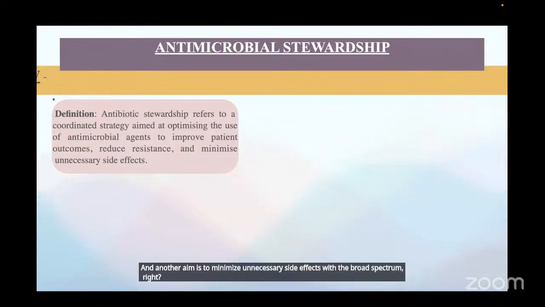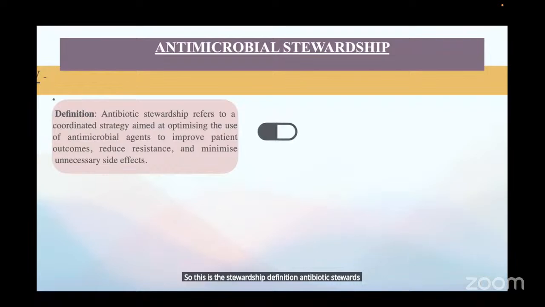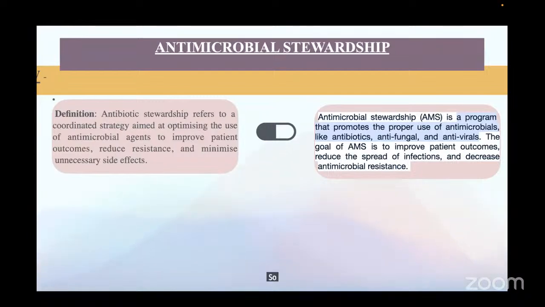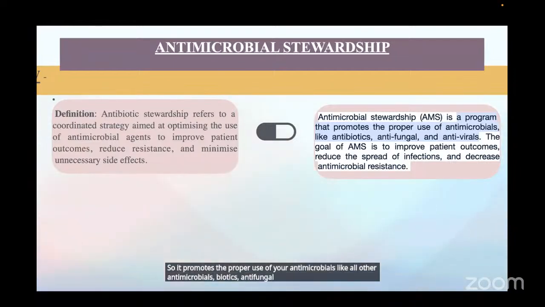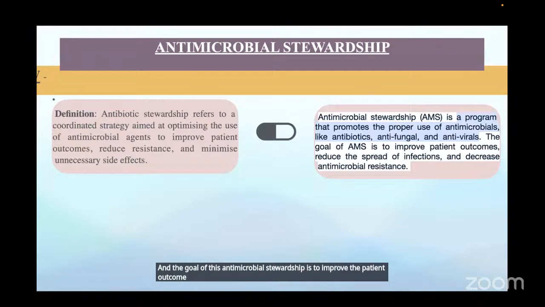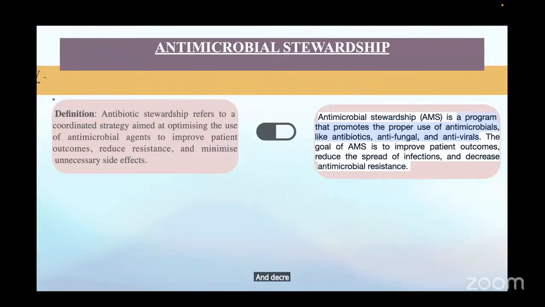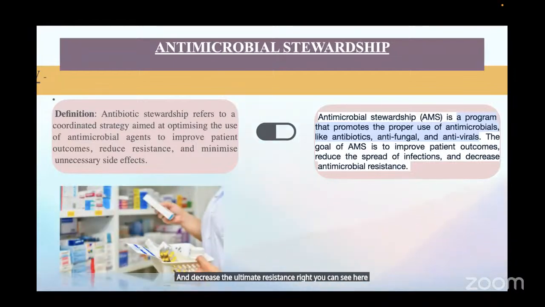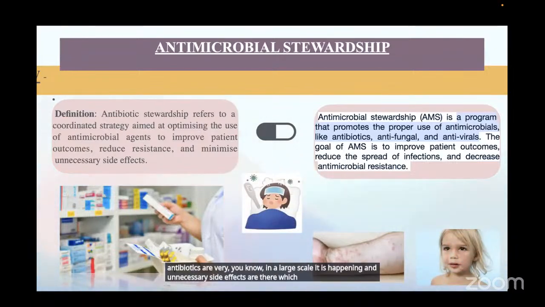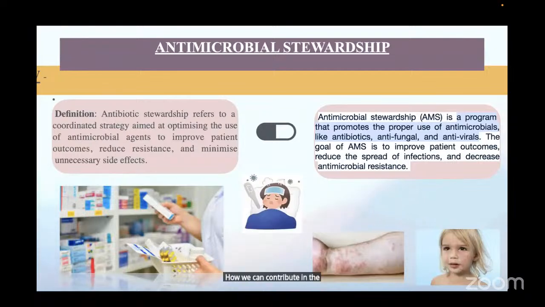So this is the antibiotic stewardship definition. In other words, we can say AMS, the antimicrobial stewardship, which is a program that promotes the proper use of antimicrobials, like antibiotics, antifungals, antivirals, etc. The goal of antimicrobial stewardship is to improve patient outcomes, reduce the spread of infection, and decrease the ultimate resistance, right? You can see that antibiotics are being used on a very large scale, and unnecessary side effects are there which can worsen over time. So it is very important to understand how we can contribute in the field of resistance, right?